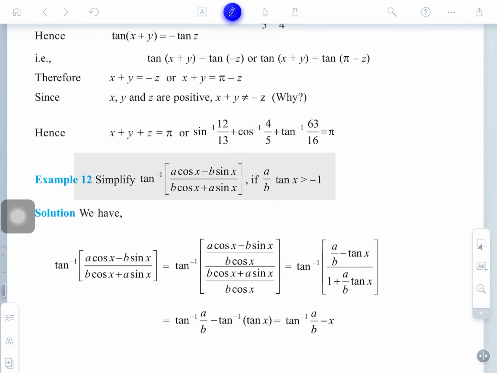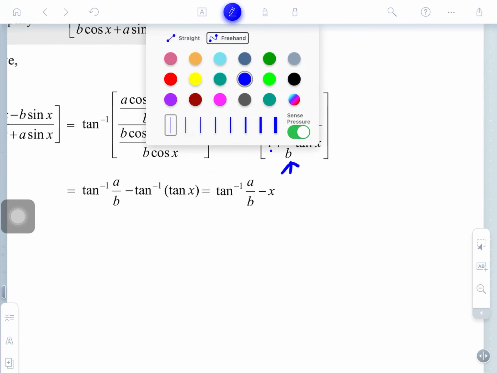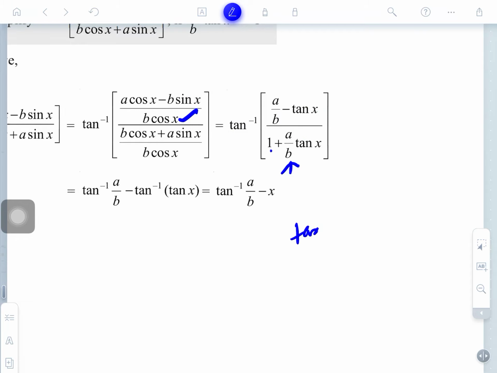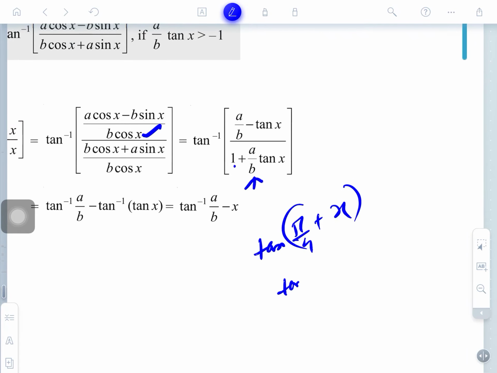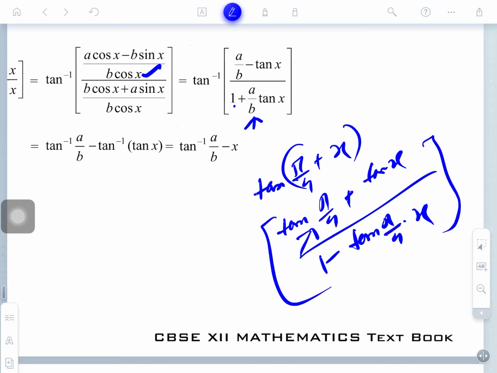So the questioner has divided this by B cos, yes, B cos is to be used here. This is coming A by B minus tan x and plus A by B is also coming. So in that place I told you this, and tan of (pi by 4 plus x). So in that place I can write tan pi by 4 plus tan x divided by 1 minus tan pi by 4 into tan x. In place of tan pi by 4, what will I write here? 1 I will write here.